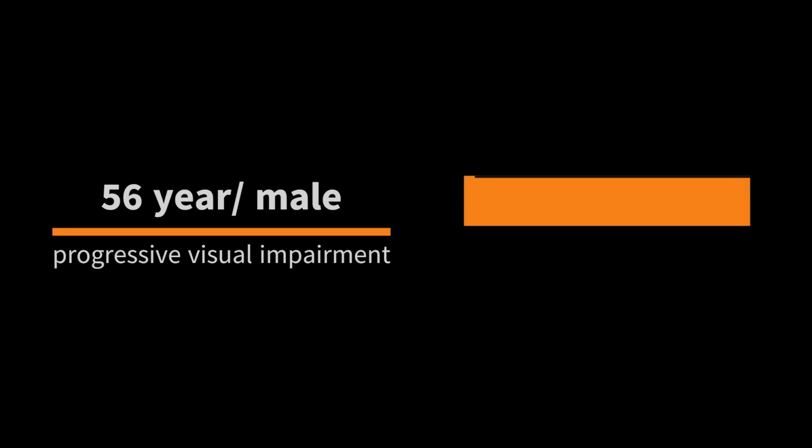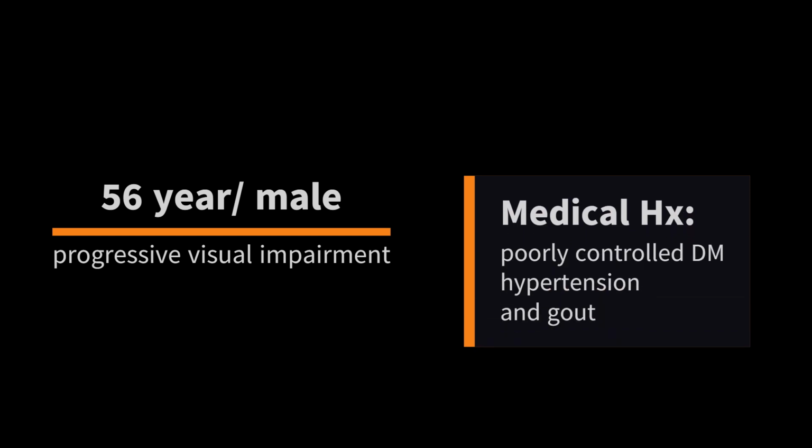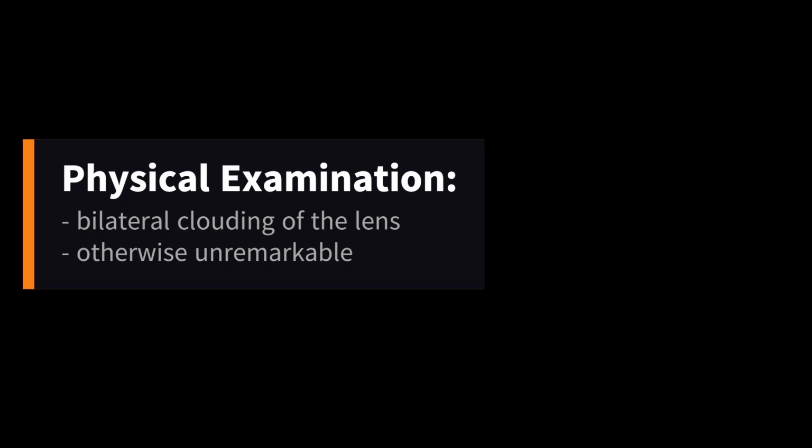The patient works as part of the grounds crew at an airport and says he has trouble identifying aircraft at a distance and with filling out paperwork at the end of his shift. His medical history includes poorly controlled diabetes mellitus, hypertension, and gout. A year ago, the patient underwent an uncomplicated repair of a right inguinal hernia. Physical examination shows bilateral clouding of the lens. The remainder of the examination is unremarkable.